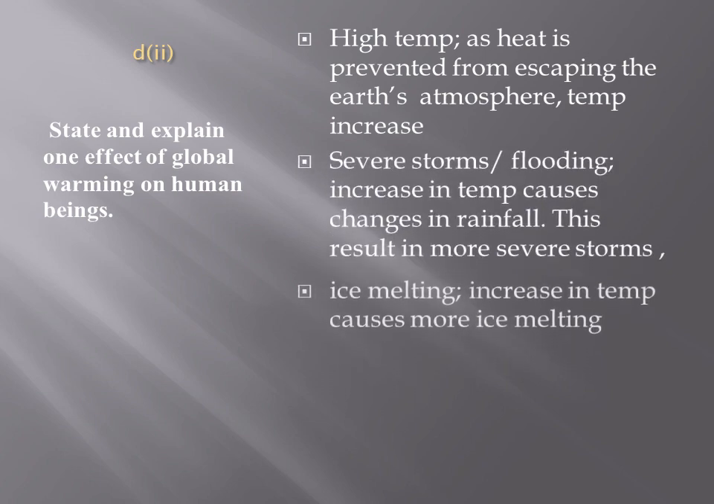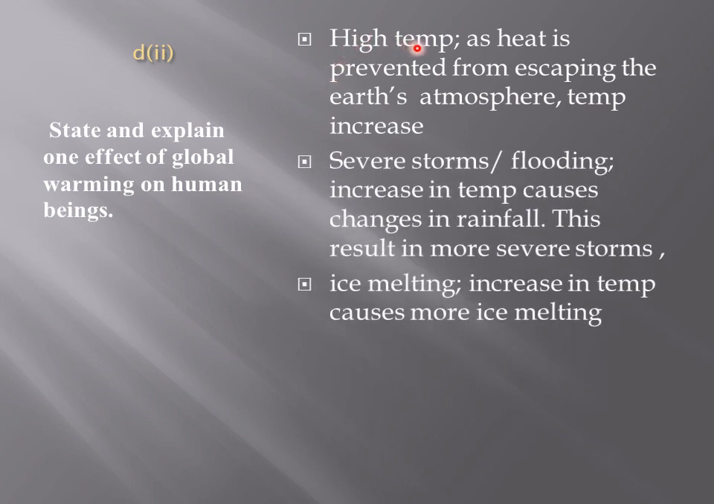I think I had three. High temperature. As heat is prevented from escaping the Earth's atmosphere, temperatures increase. Severe storm and flooding. Increase in temperature causes changes in rainfall. This results in more severe storms. Ice melting. Increase in temperature causes more ice melting, and it will further go on to cause flooding.